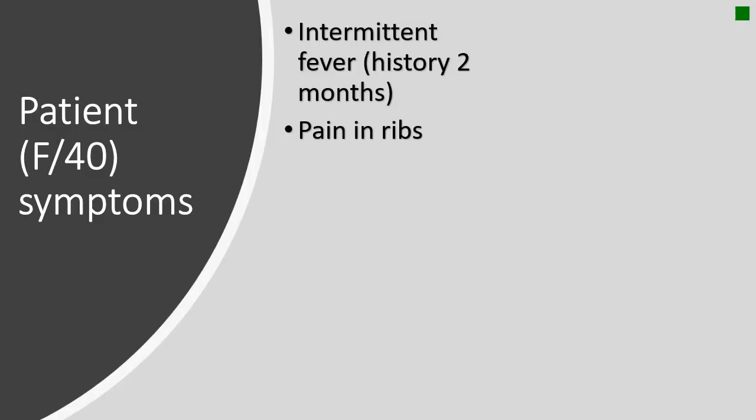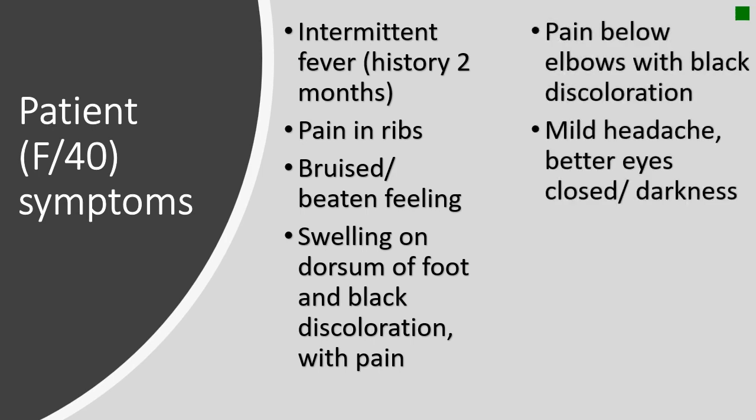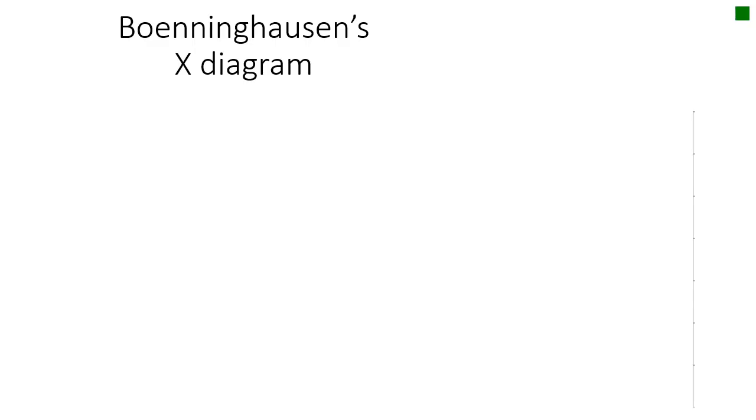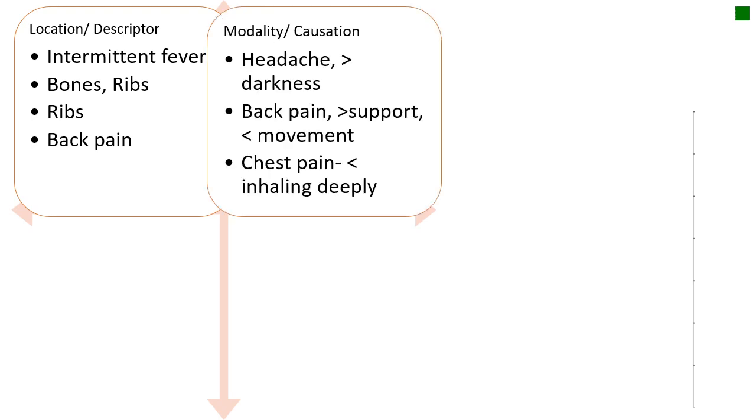I will not read through these a second time. All of you have gone through the write-up and we have discussed the patient's symptoms in the earlier video. So now we make the Bonninghausen's X diagram, which can look something like this. So first of all, we'll try to find those symptoms which relate to location or which describe the principal complaint of the patient, which are intermittent fever, pain in the bones and ribs in particular during inhalation or a deep breath, and a back pain.